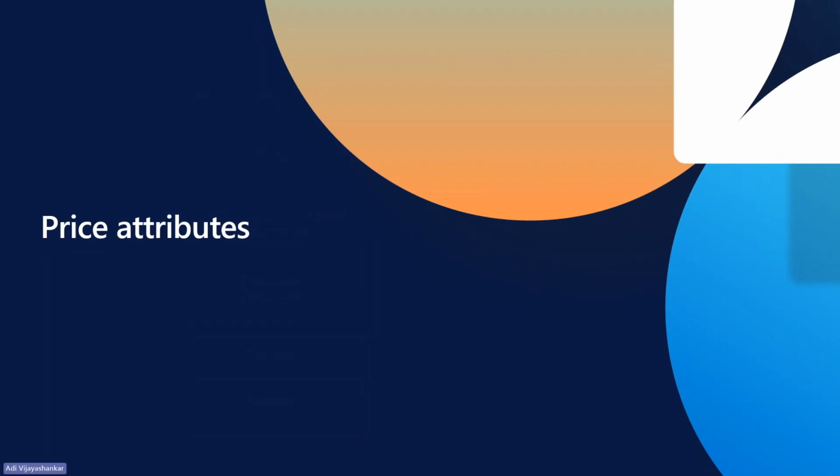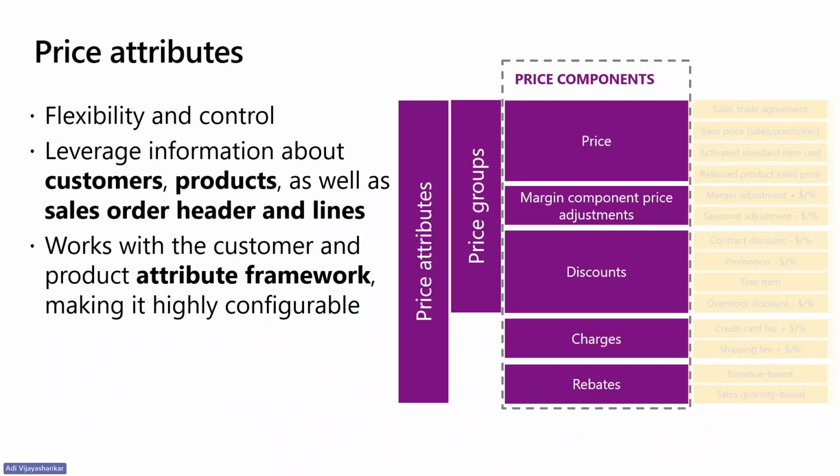Let's look into price attributes. Price attributes provide a means to target pricing rules based on information about a customer and or a product. Price attribute can also be transactional, set on a sales order header or line at the time of order. Price attributes can be applied across all levels of the pricing structure, including prices, margin component, price adjustment, discounts, charges, and rebates. Leveraging the customer and product attribute framework, price attributes are highly configurable, allowing organizations greater flexibility when it is needed.